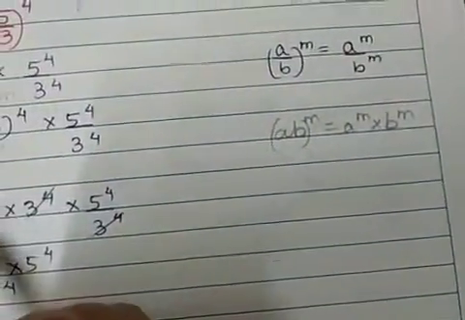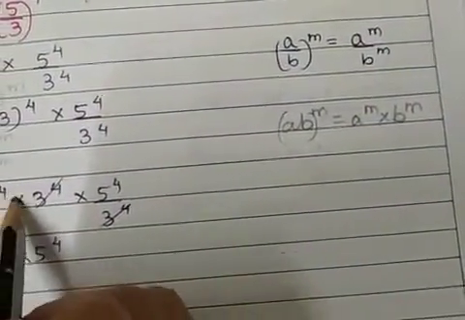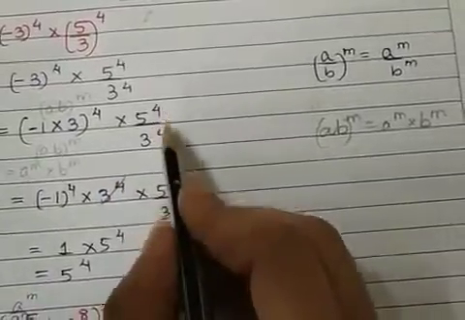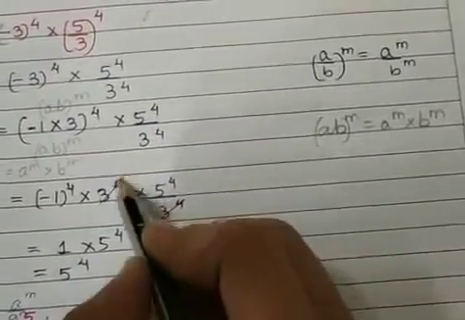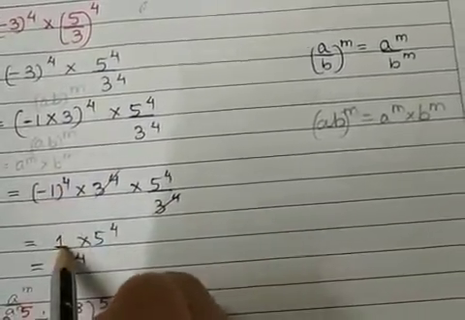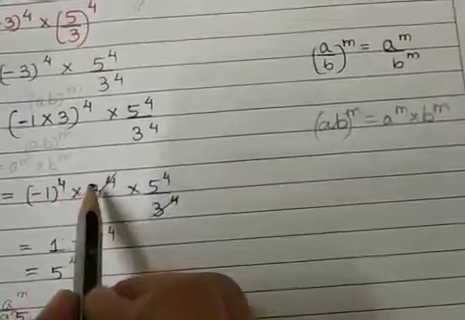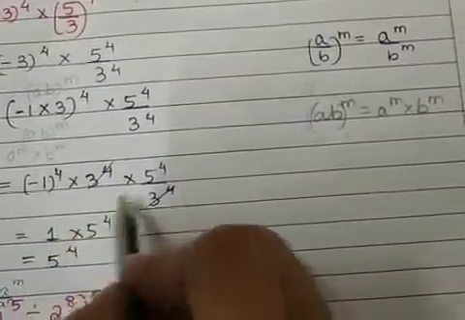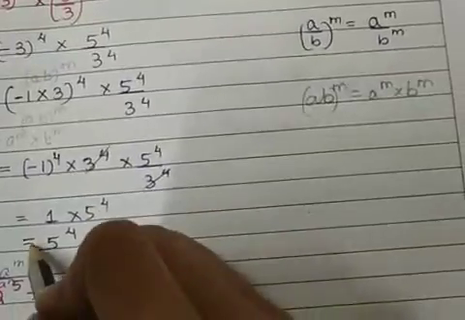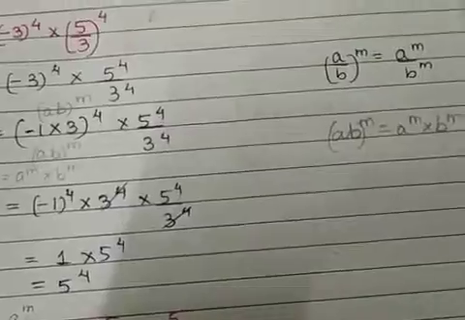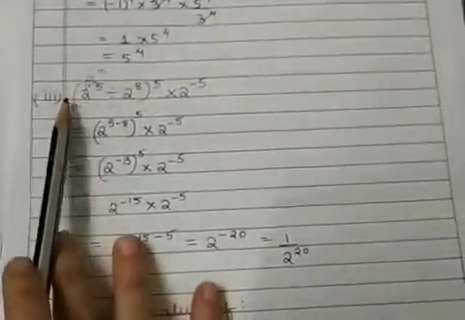So this can be written as (-1)^4 multiplied by 3^4 multiplied by 5^4 upon 3^4, and this can be cancelled. (-1)^4 is 1. Minus 1 into minus 1 into minus 1 into minus 1, 4 times, will give you plus 1 multiplied by 5^4. So this is equal to 5^4. Let us look at the next example.